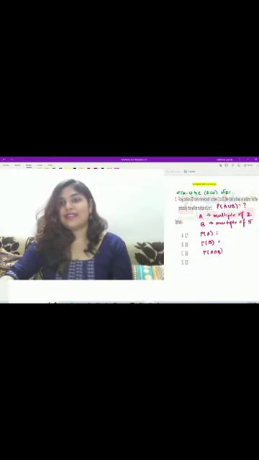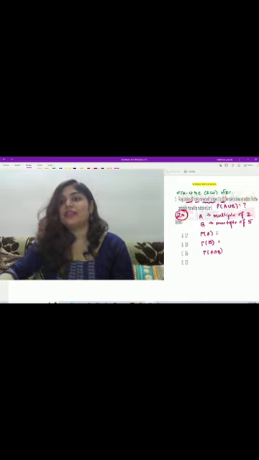So here is a question that says that a bag contains 20 tickets marked with numbers 1 to 20. So there are a total of 20 tickets and one ticket is drawn at random. Find the probability that it is a multiple of 2 or 5. That means if A is multiple of 2 and B is multiple of 5, then we have to find the probability of A union B.